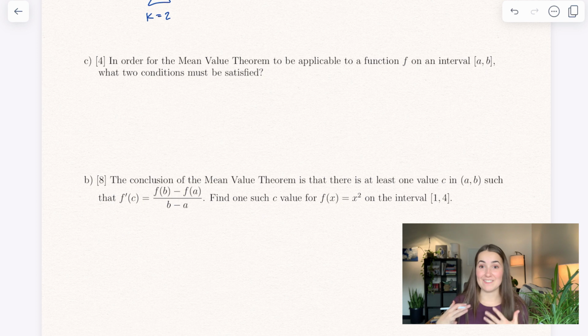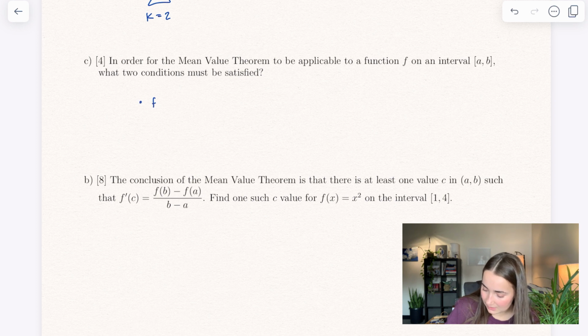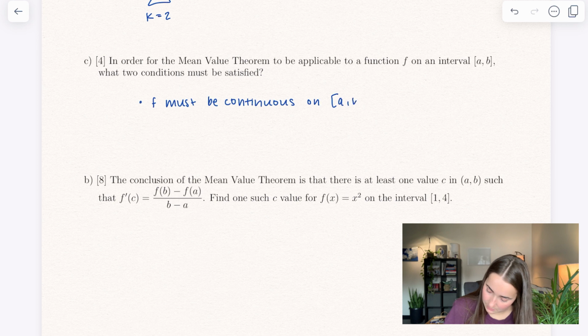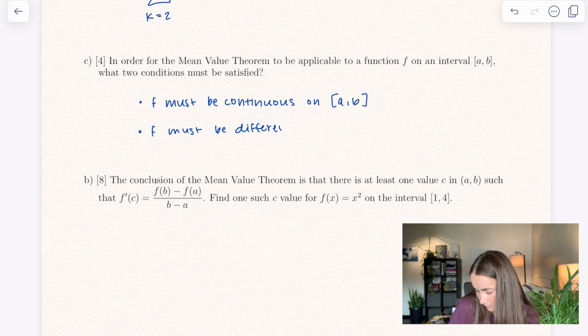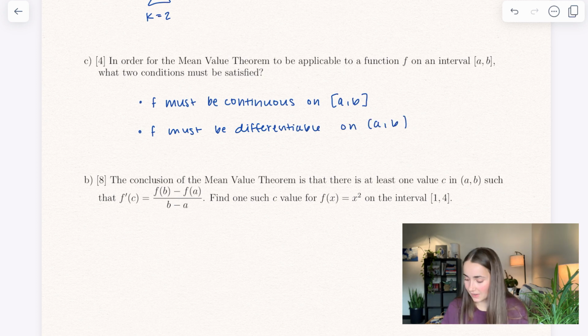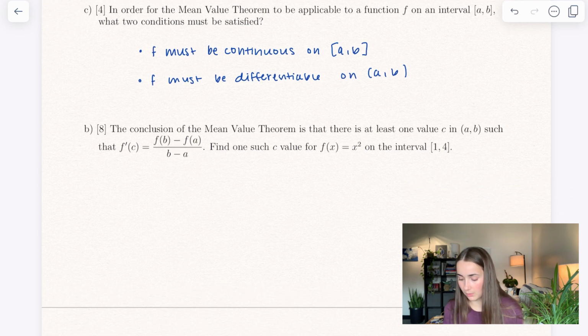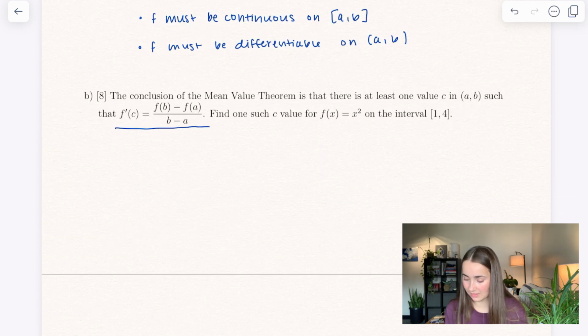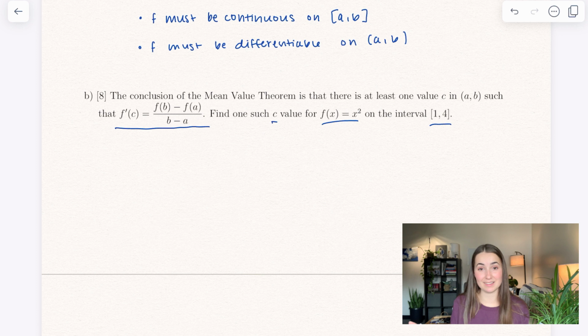Okay, so let's talk about the mean value theorem. So here it's asking what two conditions must be satisfied in order to apply it. The first one is that f must be continuous on the closed interval a to b. The second part is that f must be differentiable on the open interval a to b. So if those two conditions are satisfied, then we can go ahead and use the mean value theorem. So here they tell us what the mean value theorem says, and it tells us that we want to use the function x squared on the interval 1 to 4, and we want to find value c that makes the theorem true.